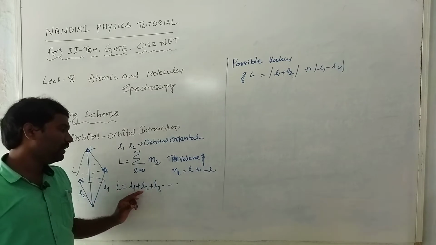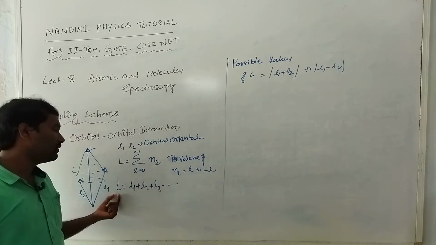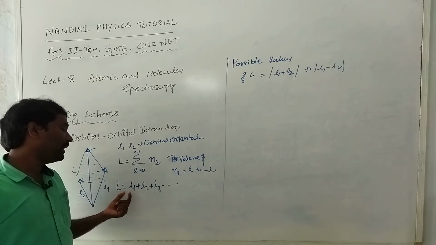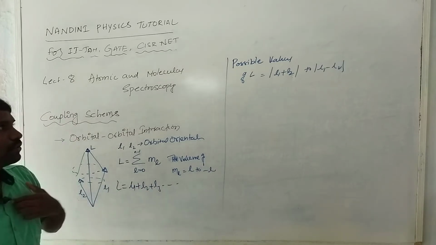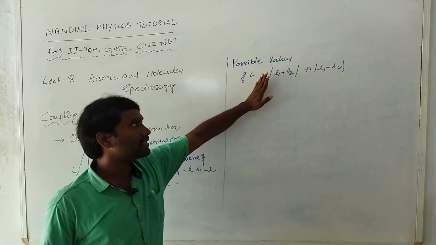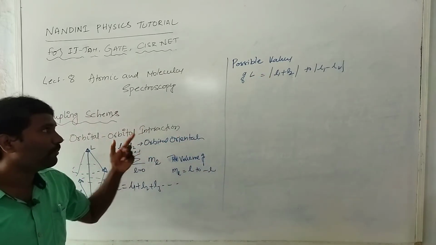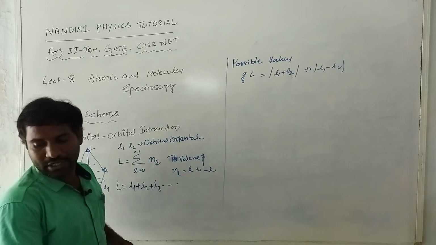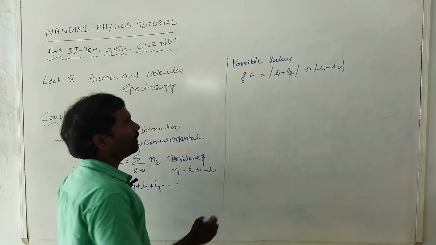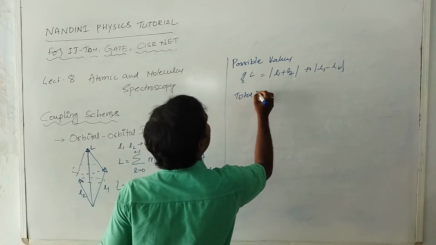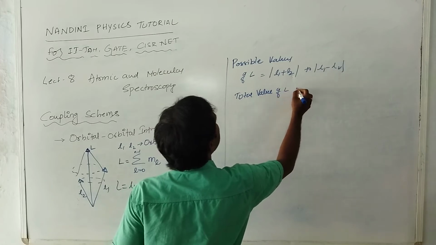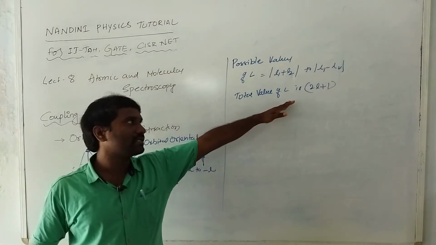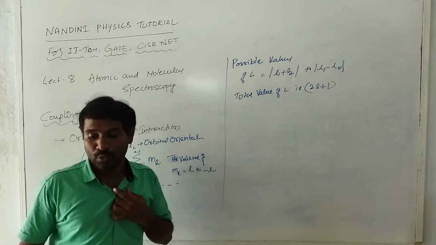The sum of the individual quantum numbers is nothing but the total angular momentum. So angular momentum L is equal to L1 plus L2 plus L3. The possible values of L, as I already discussed in orbital interaction, are L1 plus L2 to L1 minus L2. The total number of values of L is 2L plus 1.